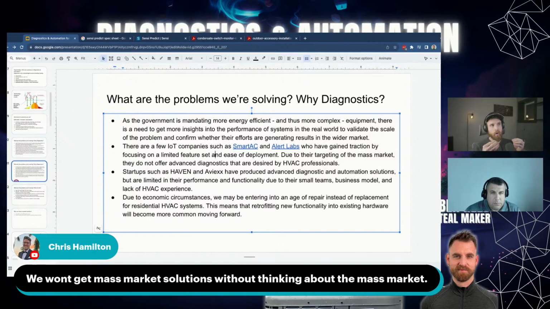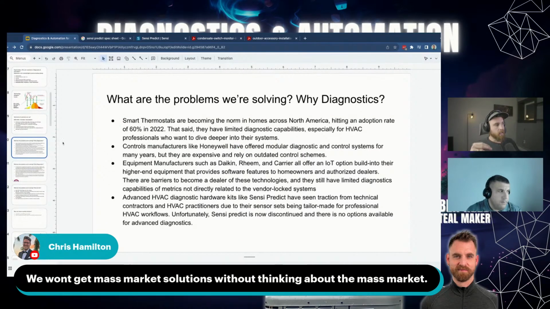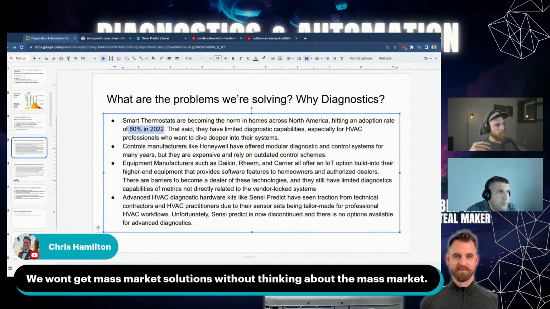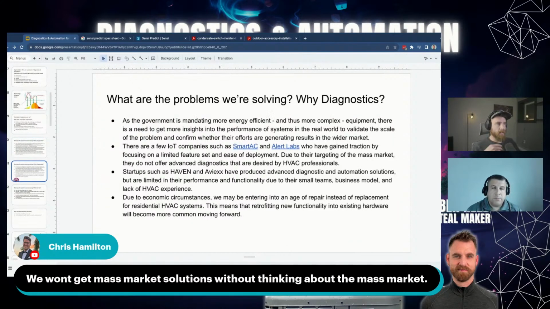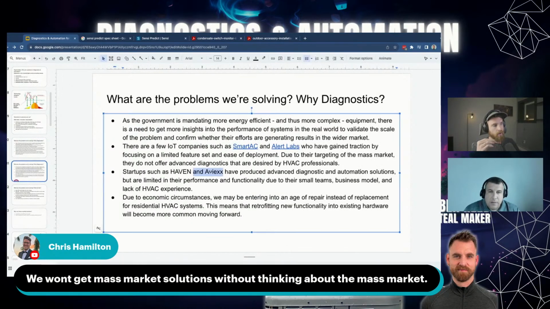But what was the outcome? There hasn't been the same type of scale with those companies as there was with Smart AC, and there hasn't been the same scale as with smart thermostats. Smart thermostats are everywhere. There's about 60% penetration now, as I grabbed that stat yesterday. But that's not the same for these types of diagnostic systems. So yeah, mass market, big.